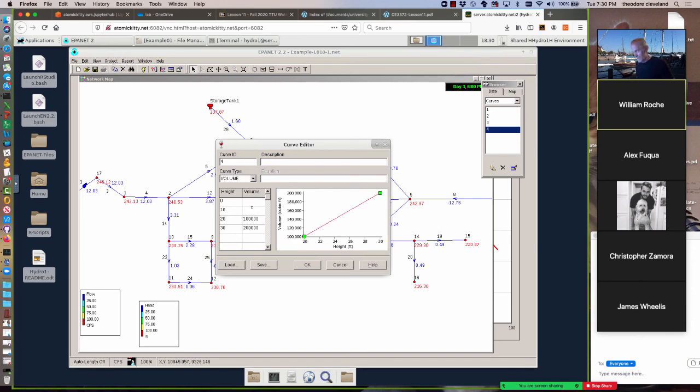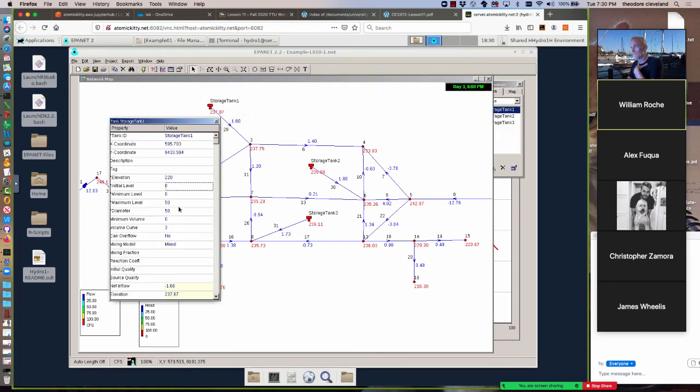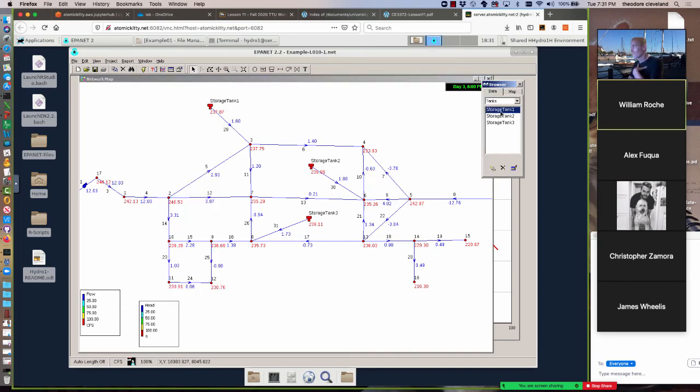And then, okay, so this tank is considerably smaller than the other two. Choose OK. And now we'll go ahead and reassign this tank to volume curve number 4. Hopefully we don't get an error. And so now storage tank number 1 is using a different volume curve. Let's see if that smaller tank will work in our system.